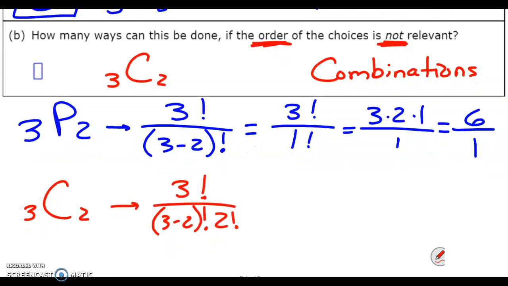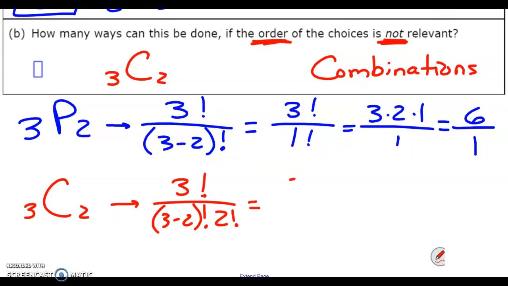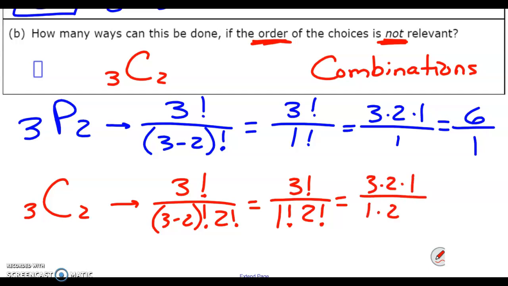So that's going to simplify out to 3 factorial over, again, 3 minus 2 is 1 factorial, and then times 2 factorial. That's going to come out to be 3 times 2 times 1 all over 1 times 2 times 1. Essentially, what can we cancel out there? The 2 and 1, or canceling the 1 really doesn't matter. You're going to end up with what? You're going to end up with 3.